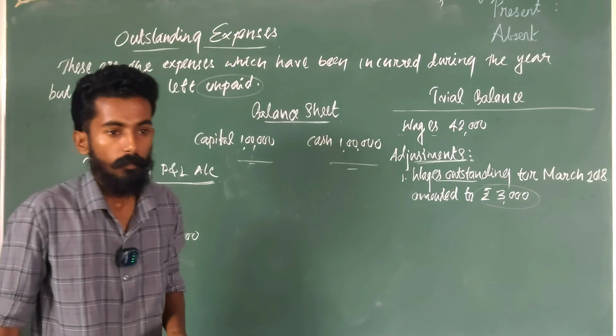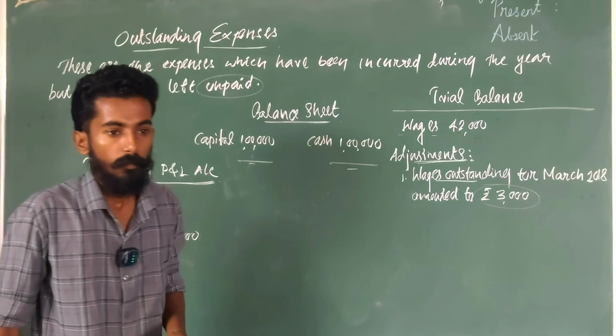Correct? What is the total wages for that financial year 2018? 42 or 45? 45,000 is the actual wages, but we have paid only 42,000. Still remaining unpaid is 3,000. Do we need to add or deduct that? Yes, we need to add. Why? Because our total wages expense is not 42,000, it's 45,000. So we add that 3,000 along with the wages. So total wages will come to 45,000.